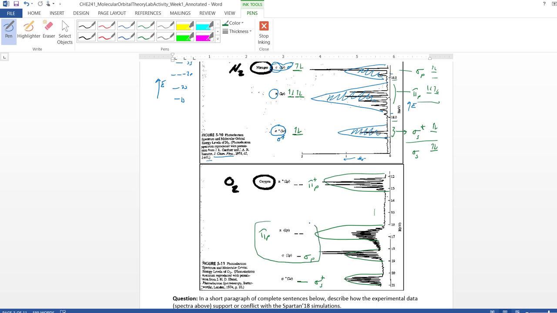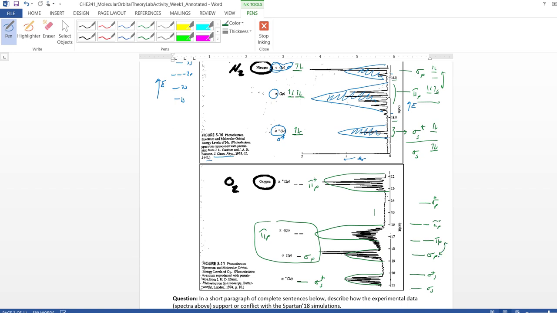Here you have, for the P orbitals, this is going to be sigma S, this would be sigma star S, and this one's going to be sigma P, this one's pi P, pi star P, and then sigma star P. Kind of neat, right? And what you'll notice is that the energies for the sigma P and the pi P are flipped. And that's kind of neat.